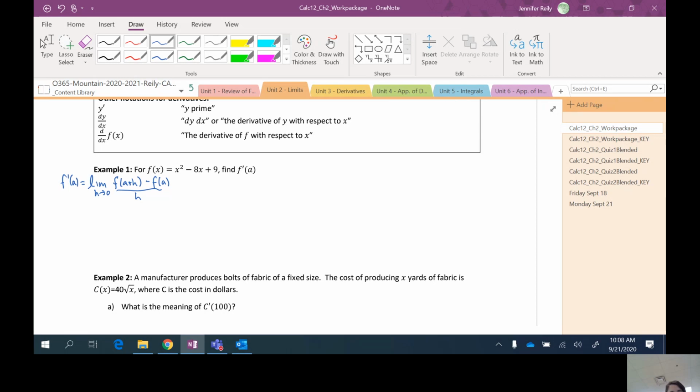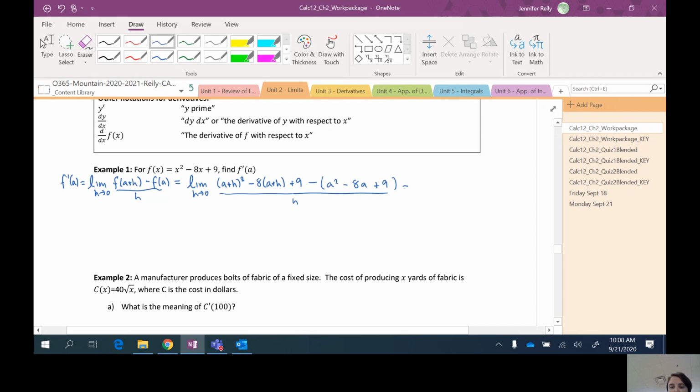So we have to use some limit tricks. Okay, so I'm going to plug a plus h into the equation and a into the equation. So I'd get a plus h squared minus 8 times a plus h plus 9. That's f of a plus h. Minus, put this in brackets, a squared minus 8a plus 9 all over h. So notice I put the f of a in brackets so that I'm subtracting that entire function.